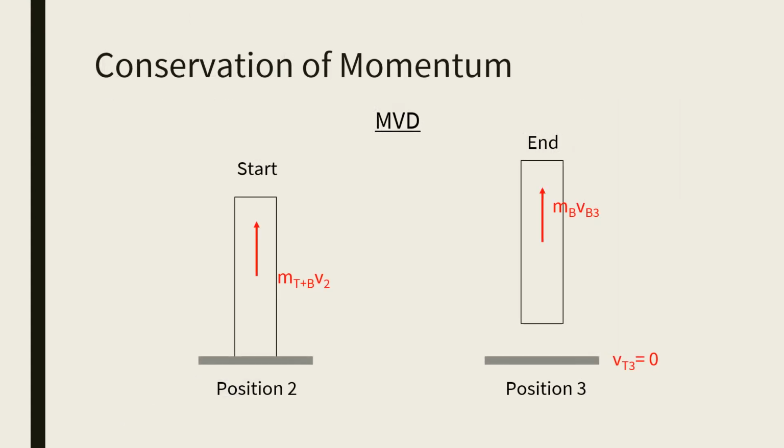This is a conservation of momentum problem because it is a closed system. So for the MVD, the start one, it starts in position 2 with (mt plus mb) v2 going up. And then at the end, it's mb vb3 at position 3, and the velocity of t3 is 0, meaning that at the end, the toast is the only one that has velocity, whereas the toaster surface inside has 0 velocity.